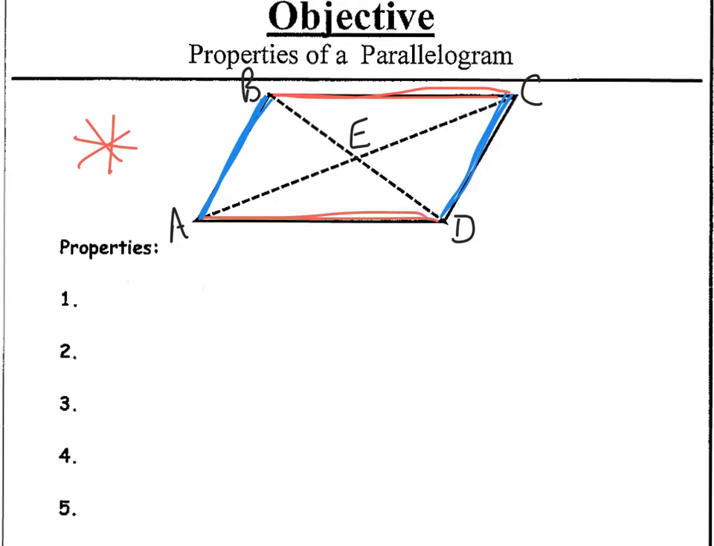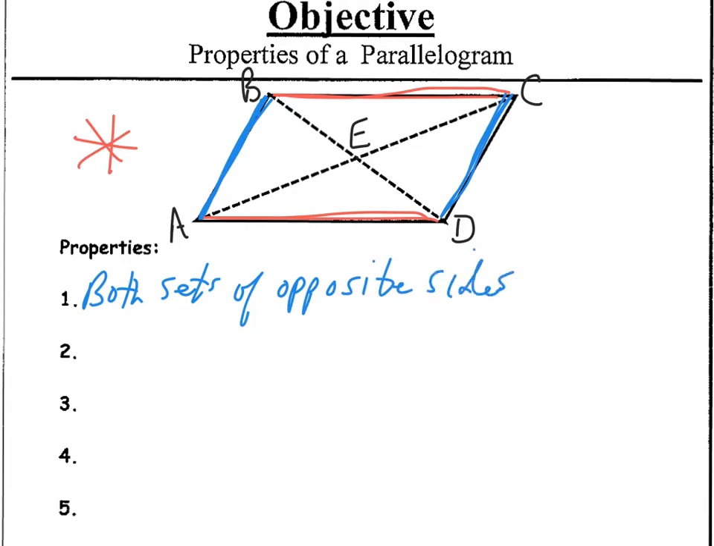There are 2 things going on there. First, we're going to say that both sets of opposite sides are congruent. Now, we obviously can see that AB is not congruent to BC, but AB and CD are absolutely congruent, so we're going to mark them congruent. We also said that both sets, so the top and bottom, BC and AD, are congruent as well.